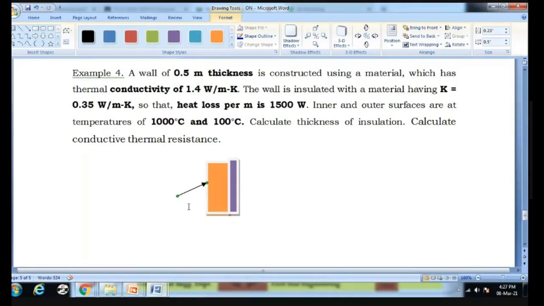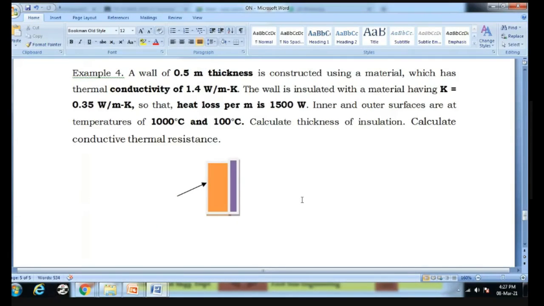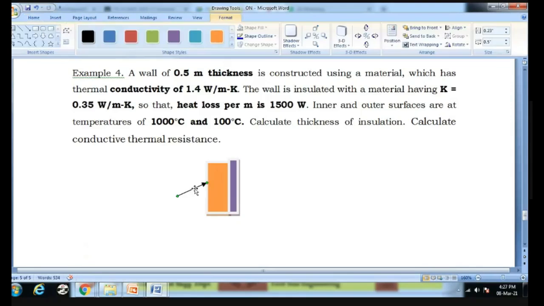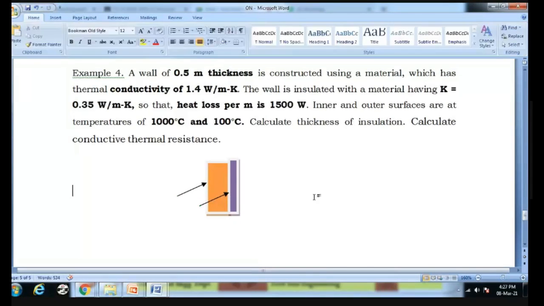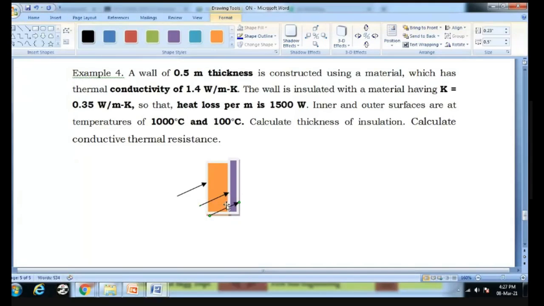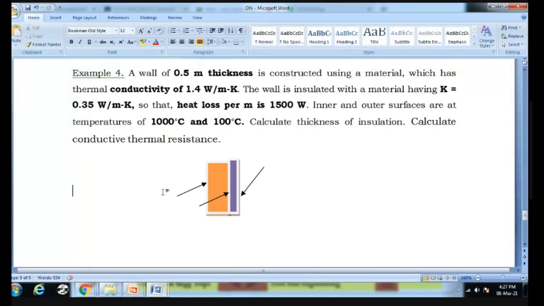This is what you have here, T1. Okay. And then there is another temperature here, it is T2. And then there is one more temperature. This is T3. समझ में आया? अभी यह क्या है? This is, you have 1000 degrees Celsius, where you have here 100 degrees Celsius. Okay.